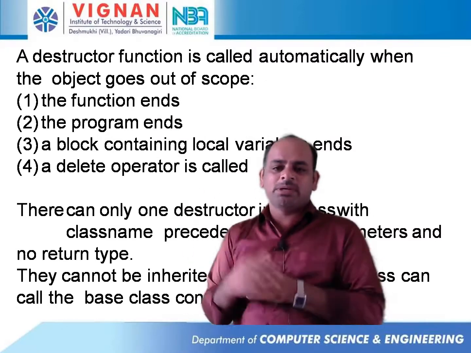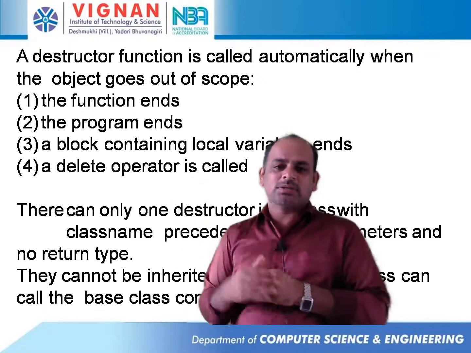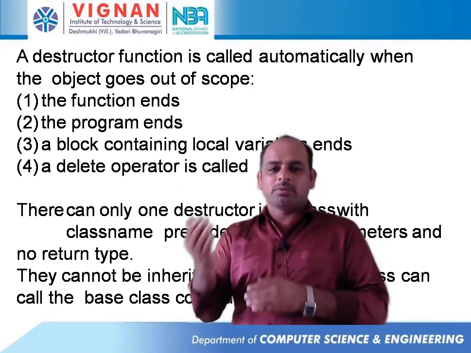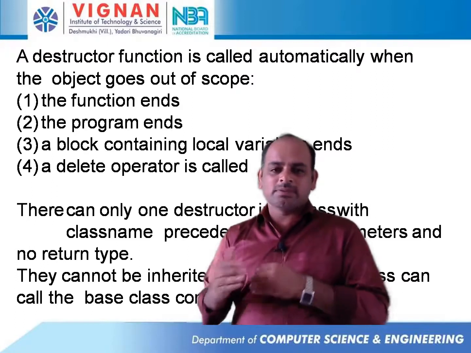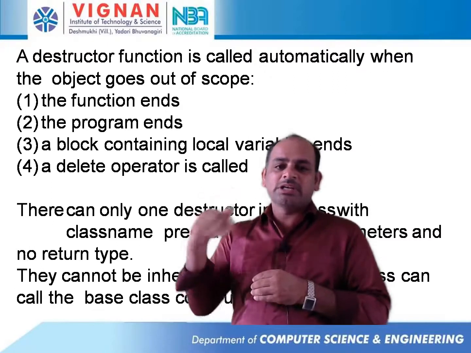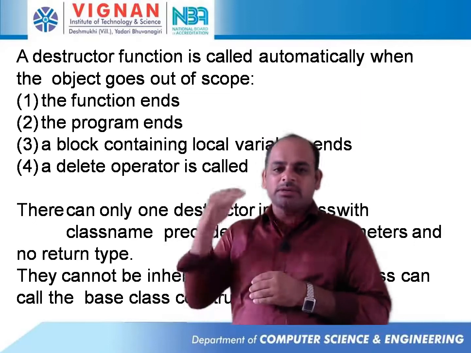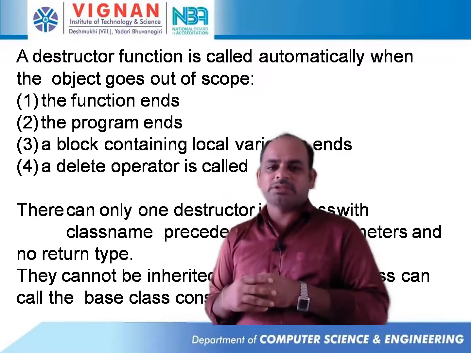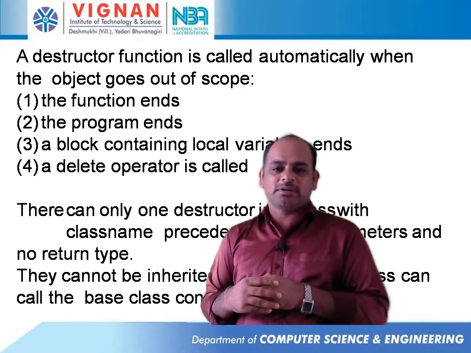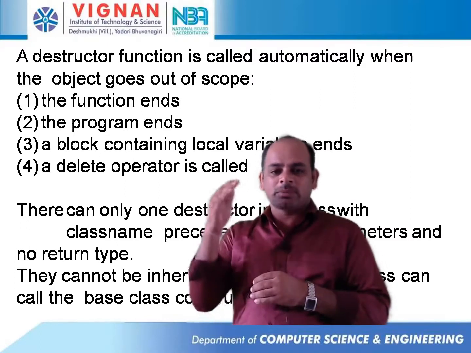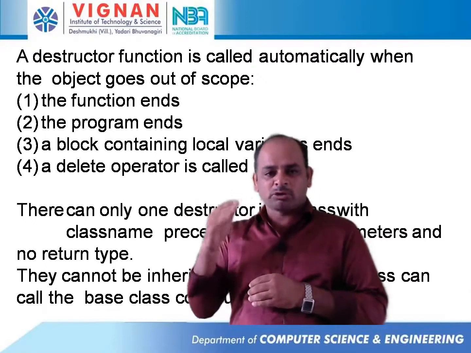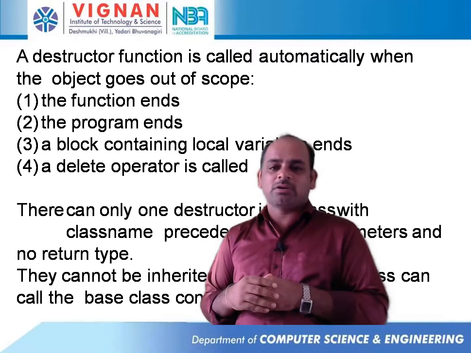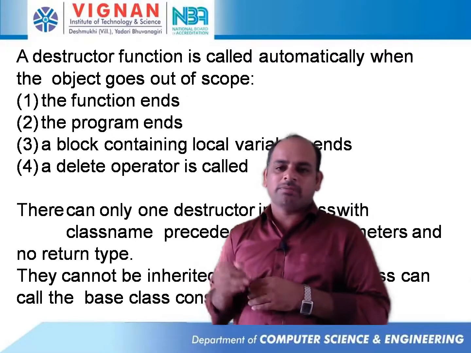The same can be applied for the program also, right? When a program is being executed, some resources, that is some memory, will be allocated by the objects. When the program execution is over, those resources need to be released. So in order to deallocate those, the destructor function has to be called. So when the program execution ends, the destructor will be called automatically. Similarly, it can also be applied when a block containing local variables ends.